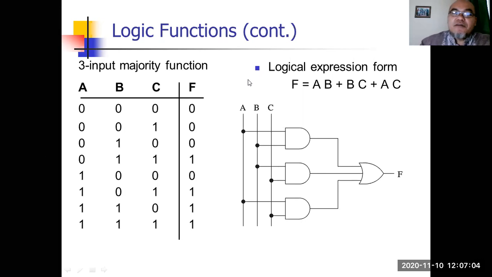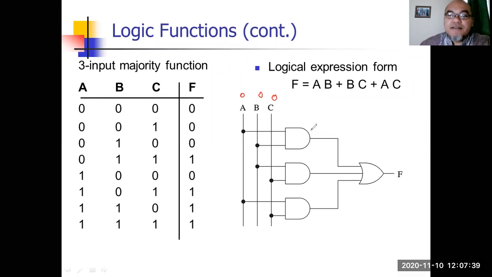When we express it as a logical expression, this function can be obtained using this form: F equals A and B, or B and C, or A and C. Okay, so let's try checking it. For example, this is in graphical form. Let's say the first possibility, 0, 0, 0: A is 0, B is 0, C is 0.